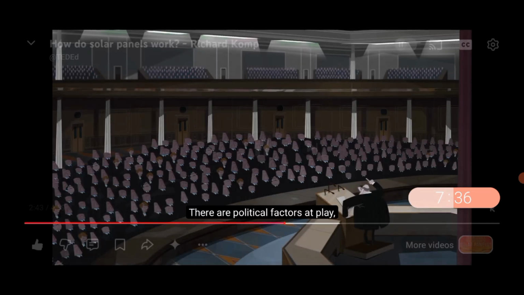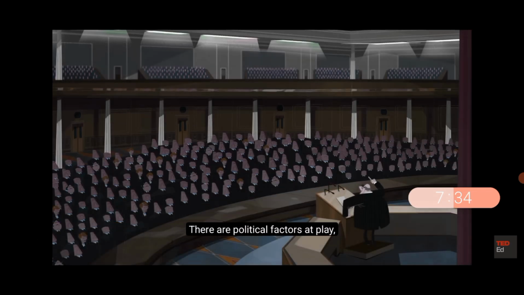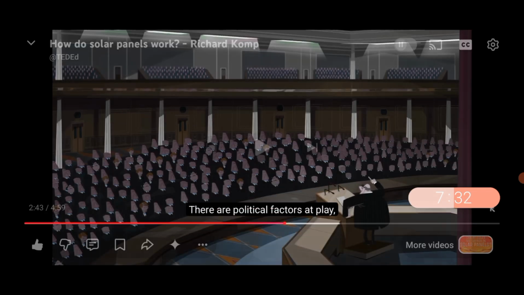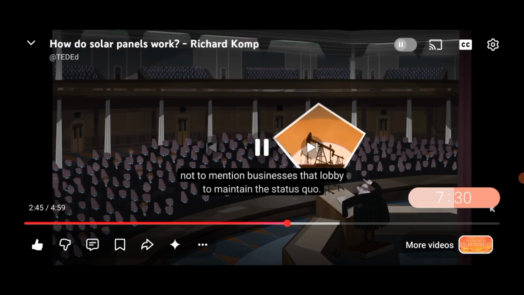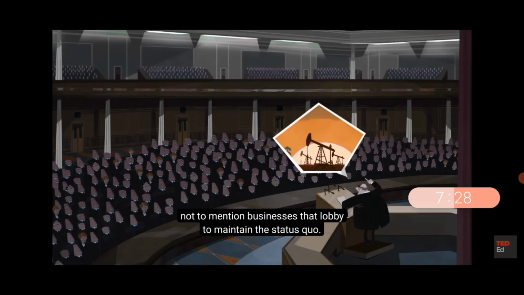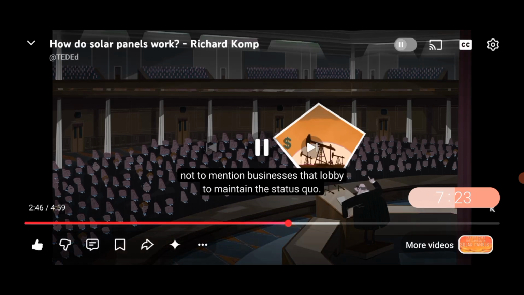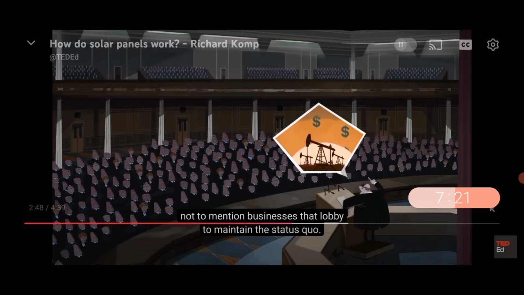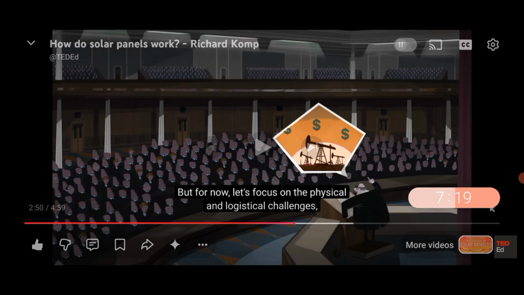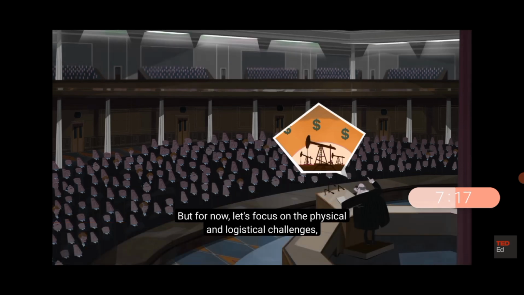There are political factors at play, not to mention business that lobby to maintain the status quo. But for now, let's focus on the physical and logistical challenges.